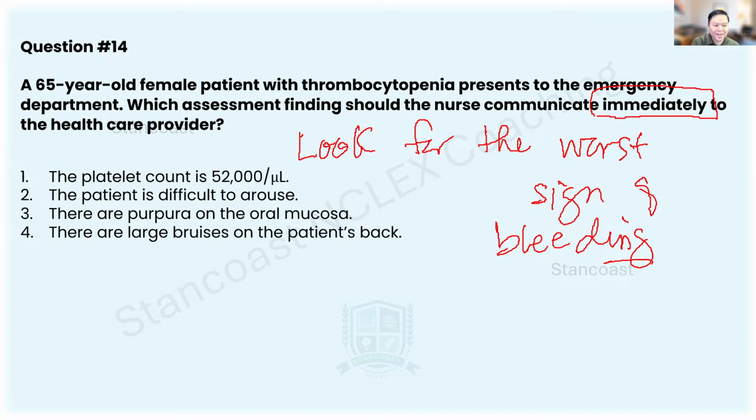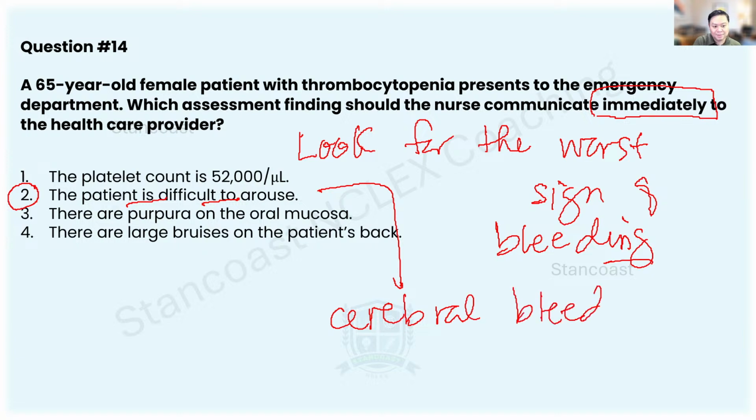Yeah, the correct answer here is number 2. Patient is difficult to arouse. That is our assessment finding that we should report to the provider. This could mean that the patient is having cerebral bleeding. Okay? Difficulty in waking up the patient could mean cerebral bleed, and this is a life-threatening, very serious complication of thrombocytopenia.